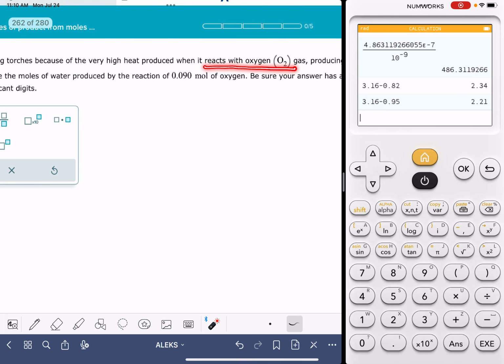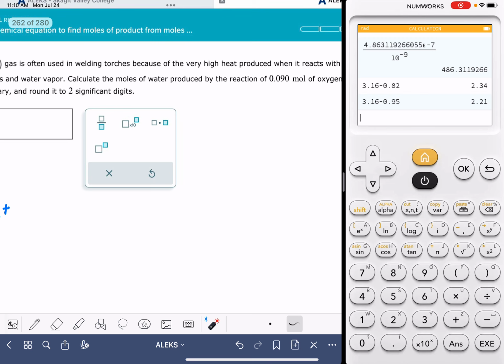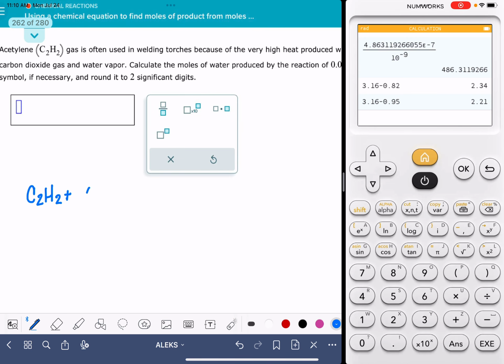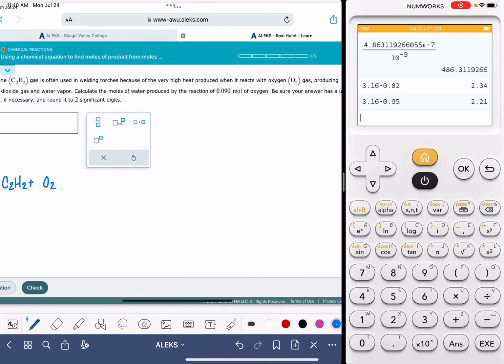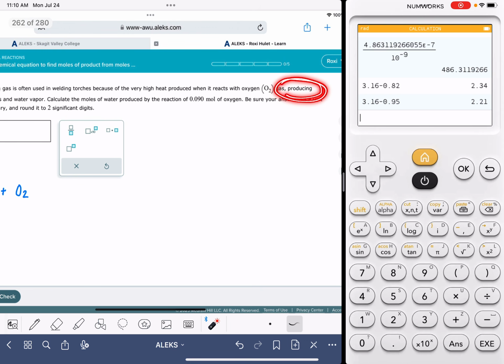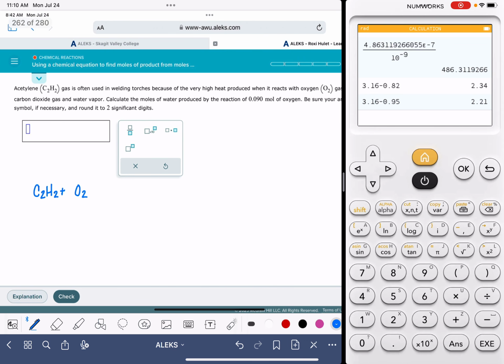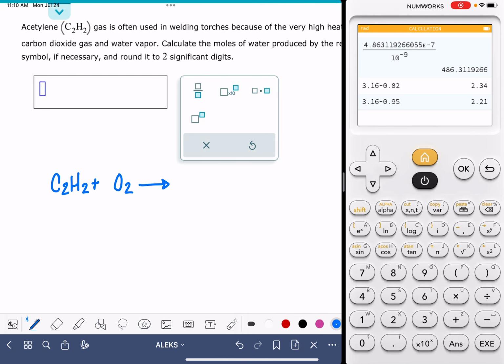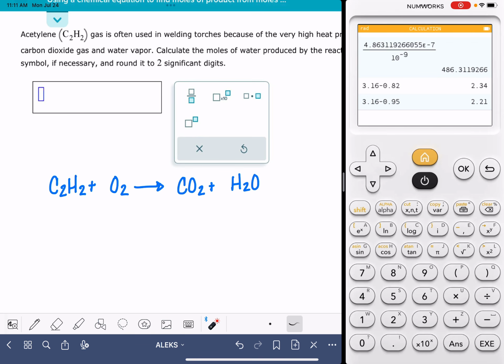It reacts with O2. So reacts with means that I am adding it to O2. And then it says it produces, so that is our indication that we need our reaction arrow, and it produces carbon dioxide gas and water vapor. Those are the two products. For most of these problems in ALEKS, it actually gives you the chemical formulas for the reactants and products. For this particular one, it's not giving me the formula for carbon dioxide gas or water. If you don't know what those are, just look them up on the internet. That's not difficult to do.